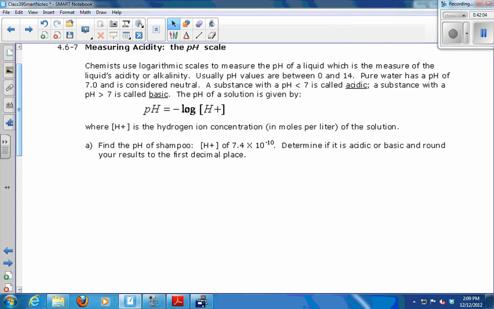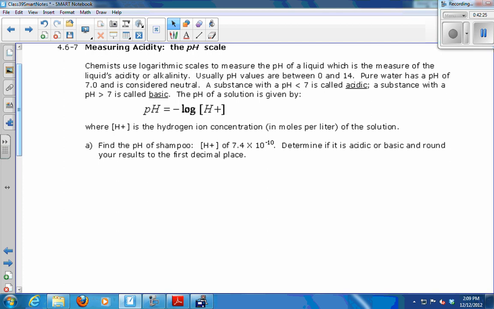pH values are generally between 0 and 14, and 7, which is water, is considered neutral. Less than 7 is acid, and greater than 7 is a base. So this is the formula. pH is just the negative log of the concentration of H+ ions.